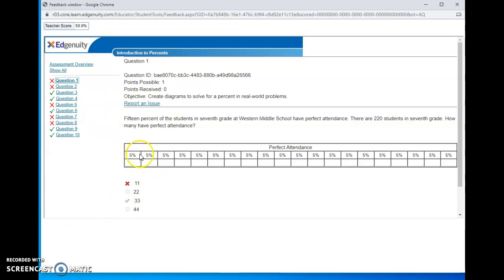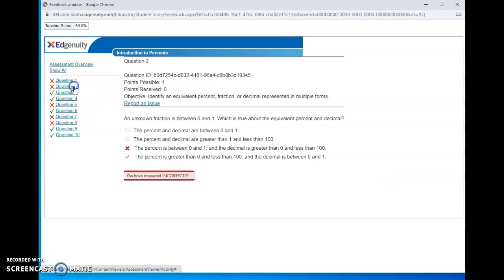Again, I have no idea where these boxes are coming from. An unknown fraction is between 0 and 1. What is true about the equivalent percent and decimal? So like I just said, when you're trying to figure out the percent to a decimal, like in the last problem it was 15, that's the same as 0.15. So if you have something that's between 0 and 1, like 0.15, that means the percent is between 0 and 100.